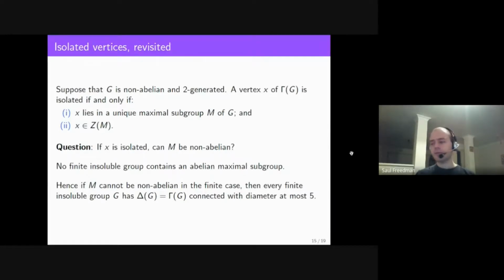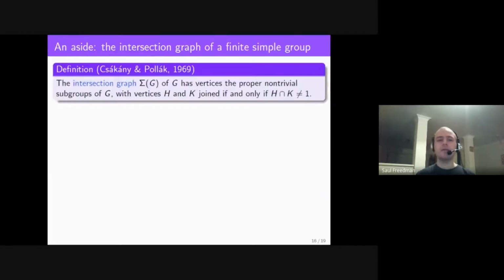But now let's move on to the second graph that I wanted to look at, the intersection graph of a finite simple group. This was defined by Ciccone and Pollock in 1969. We denote this graph by sigma of G, and this graph has vertices the proper non-trivial subgroups of G, with two vertices joined if and only if they intersect non-trivially.